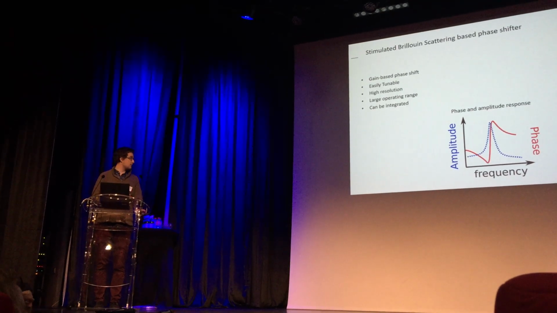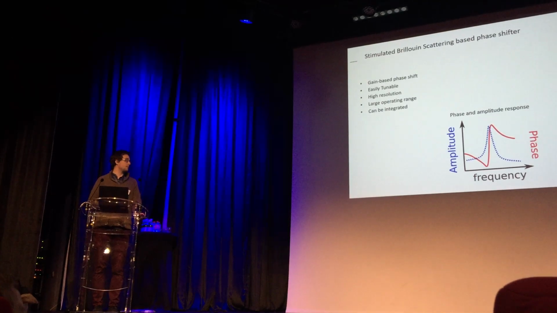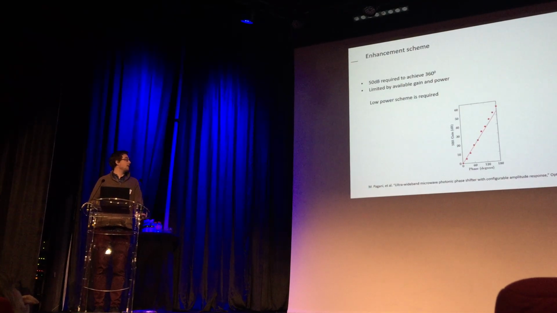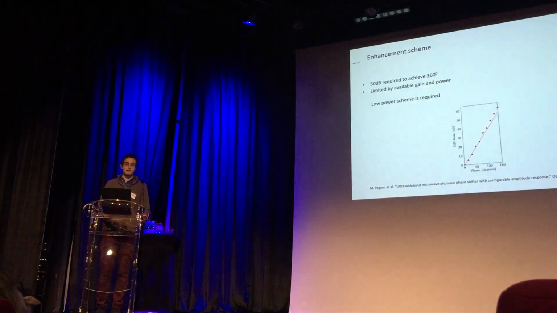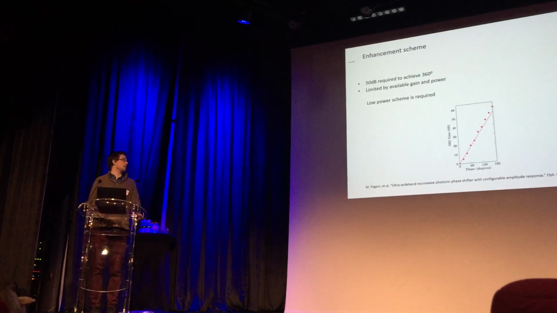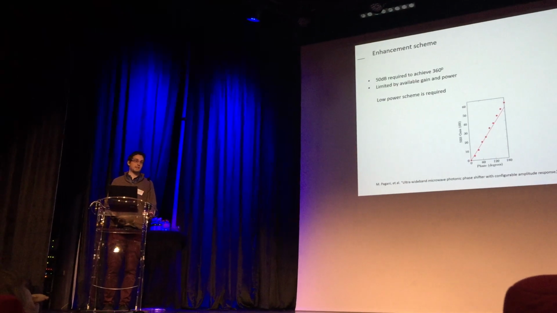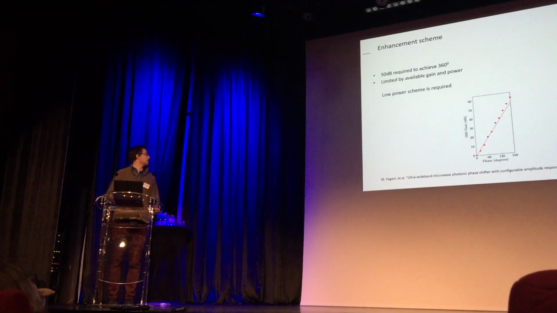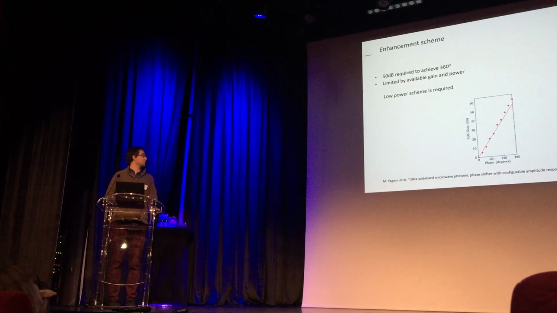And seen here is just a regular SBS phase response. However, if you want to achieve a 360-degree phase shift based on stimulated Brillouin scattering, you need 50 dB of gain. And in any real system, that's a limiting factor. So it's clear a low power scheme is required.